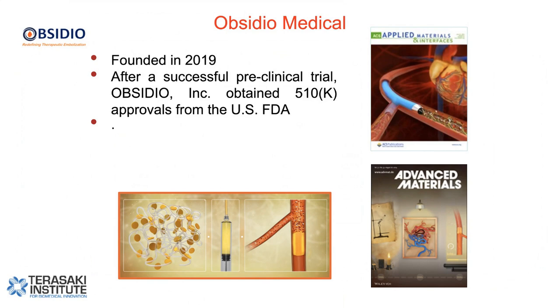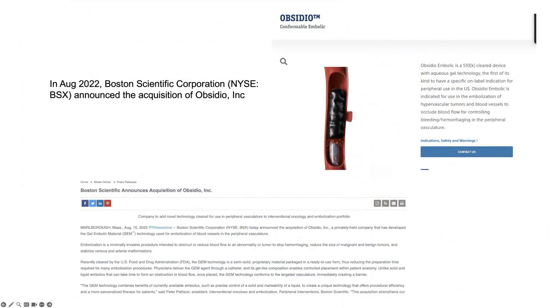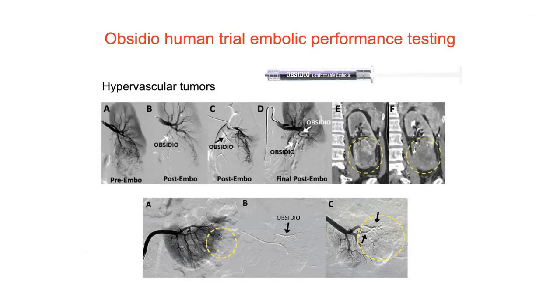So we were able to find a partner, and actually we sold the company in August of 22 to Boston Scientific, which has these channels to really get clinical adoption. And I'm very happy to say that now it is a very fast growing product for Boston Scientific and in the interventional radiology market. And these are some human results from this material, which actually now demonstrates its application in lots of different things, like hypervascular tumors, where you can see again before embolization, there's a lot of blood flow and leaky vasculature.